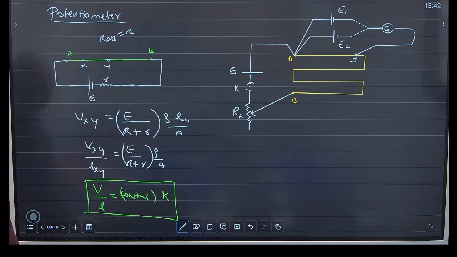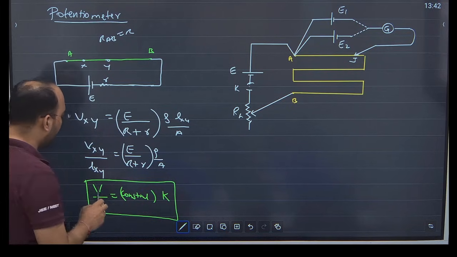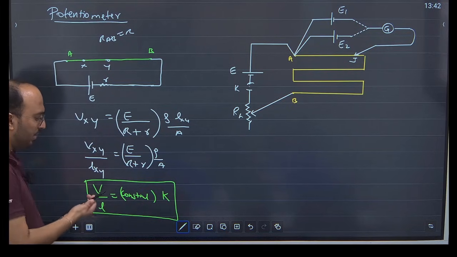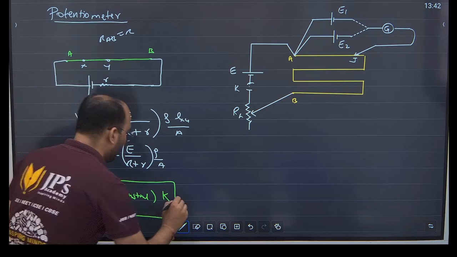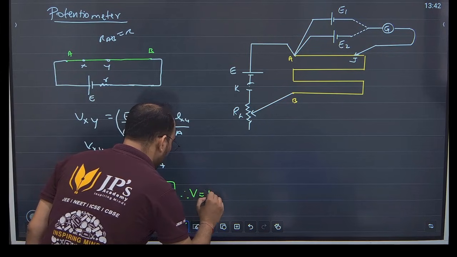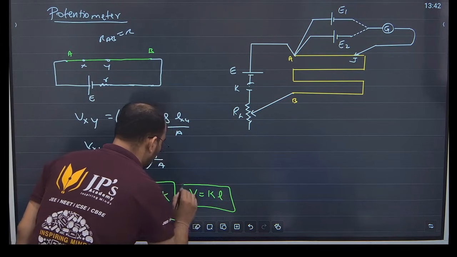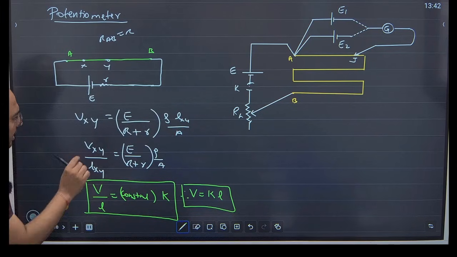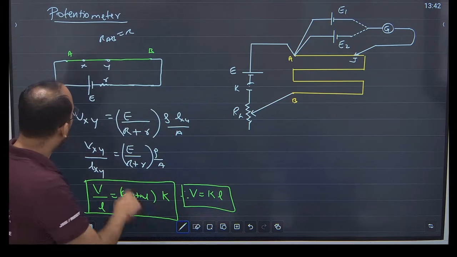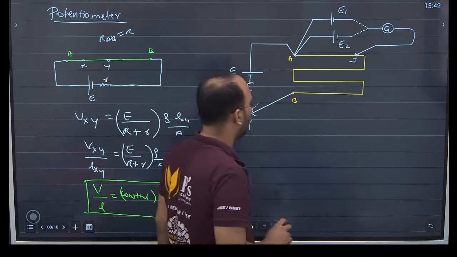This is also asked for 2 marks sometimes. Prove that... you just discuss what is the principle behind the potentiometer. So you say that the principle is that voltage is proportional to length. That's the simple principle that we are using here: voltage on the potentiometer wire. Now let's see what we do using this principle.